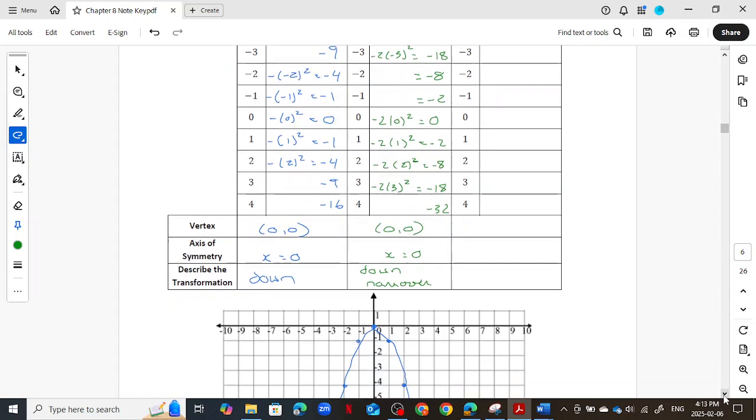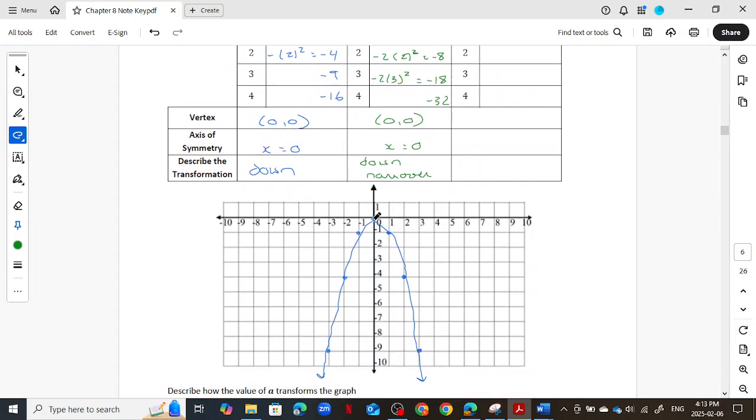Let's check it. So if I plot these points, I've got 0, 0. I've got over 1 and down to negative 2. I've got over 2 and down to negative 8, and that's all that's going to fit on my grid. So this graph is opening down, and it's even narrower.